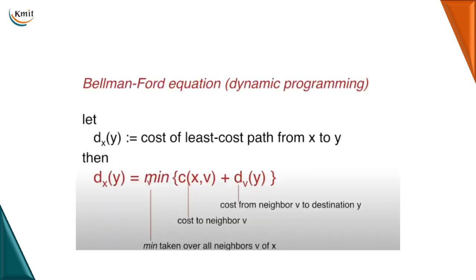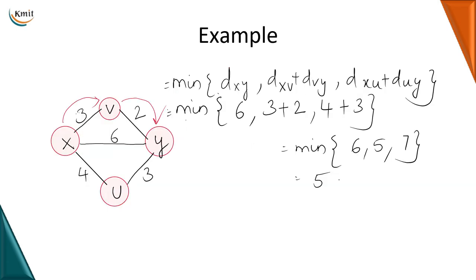See, for example, I would like to calculate the best path or the distance from X to Y. I will take the minimum over all the neighbors V of X of the cost of reaching from X to V plus the cost of reaching from V to Y. To better understand this, let us take up an example.